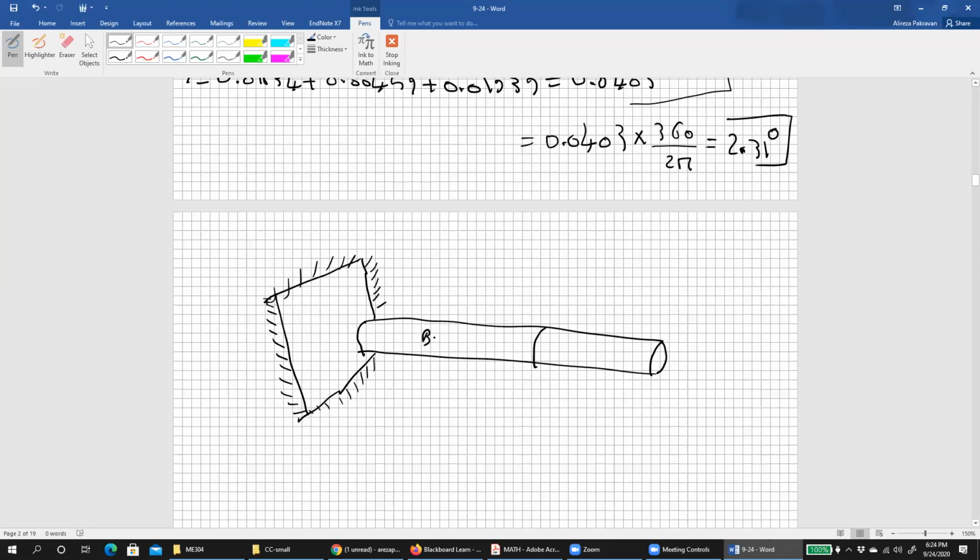This is brass. This is steel. But we have a torque here, not at this end. You know, this is the angle of twist here, but the torque is applied there. Four feet, 6 feet. Both materials have the same diameter, 4 inch.